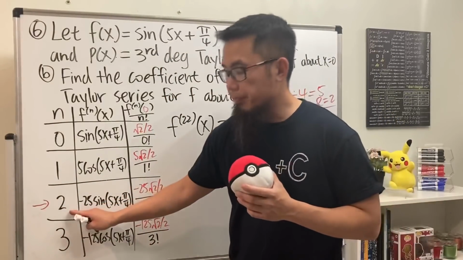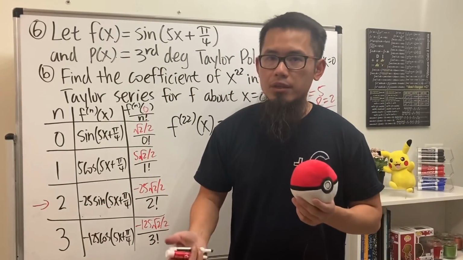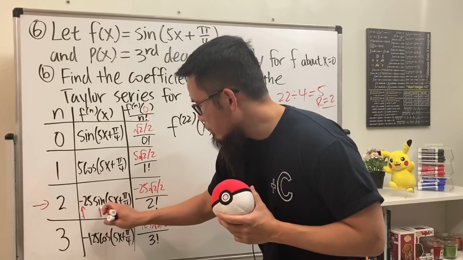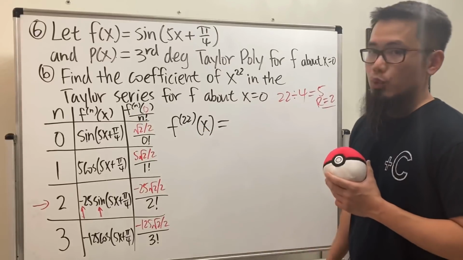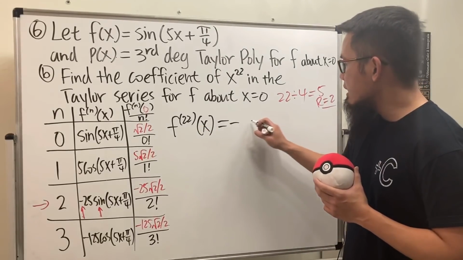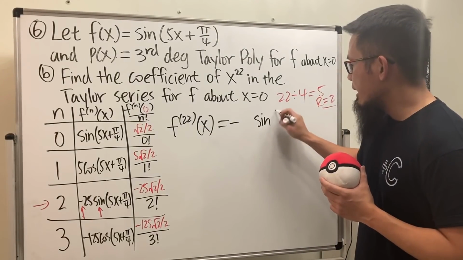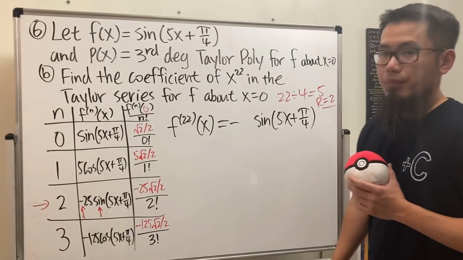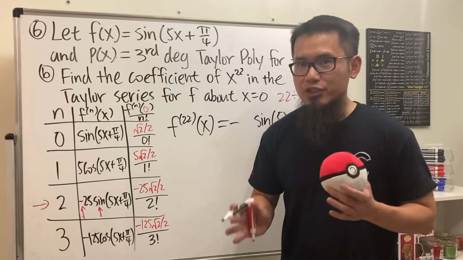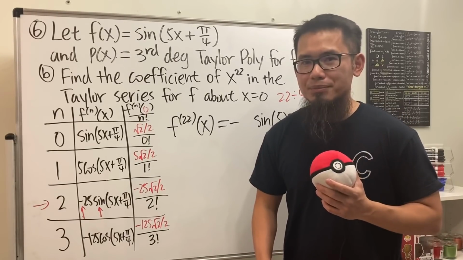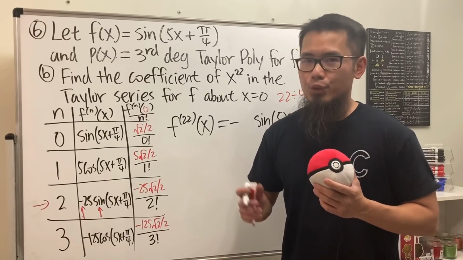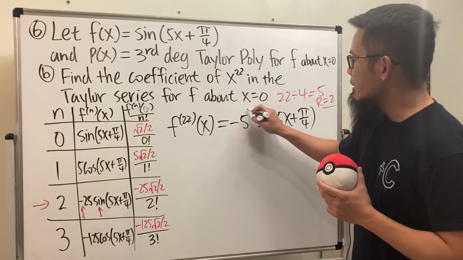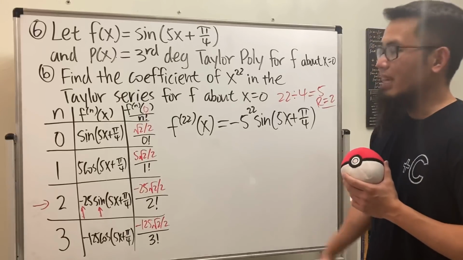Because 2 divided by 4, the remainder is 2. So you are going to pay attention to the negative and then also the sine. The 22nd derivative is going to be negative, and we have the sine, and then we have 5x plus pi over 4. But wait, we still have to do the chain rule, right? How many times? Altogether, 22 times, right? So you will get 5 to the 22nd power, just like that.